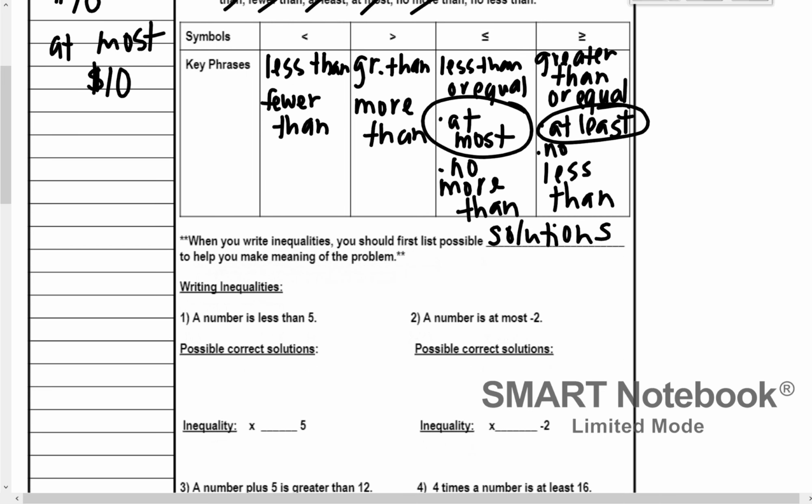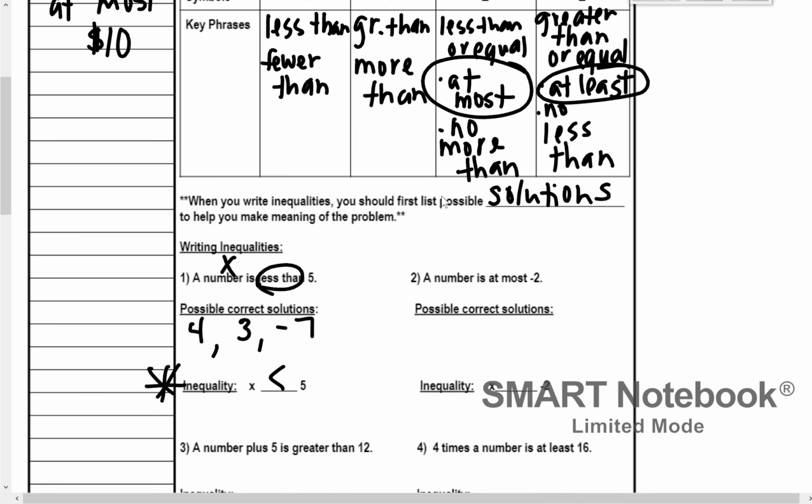So a number is less than 5. Okay, well it could be 4, could be 3, could be -7. Okay, so that number, which we're going to represent with an x, is less than 5. So we should have x is less than 5. It could be a whole bunch of different numbers. But this is how we write the inequality. It's always going to be a letter, symbol, then a number. Sometimes you'll see the letters on the other side, but we always want it on the left side, just makes it easier. Okay, and you'll understand why when we get to graphing.